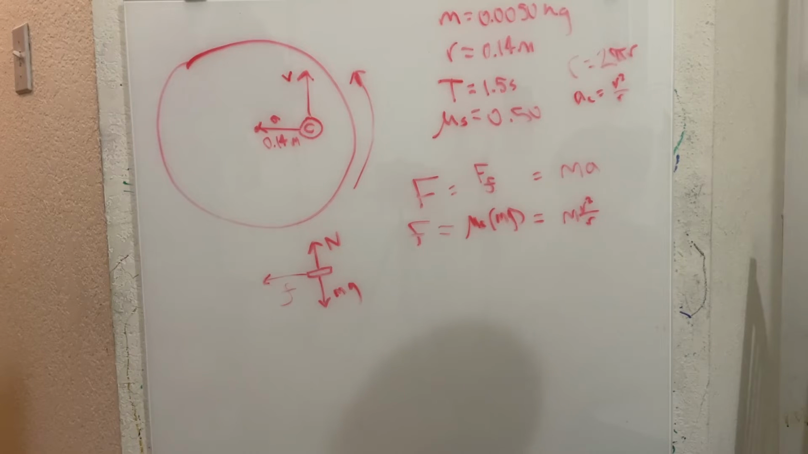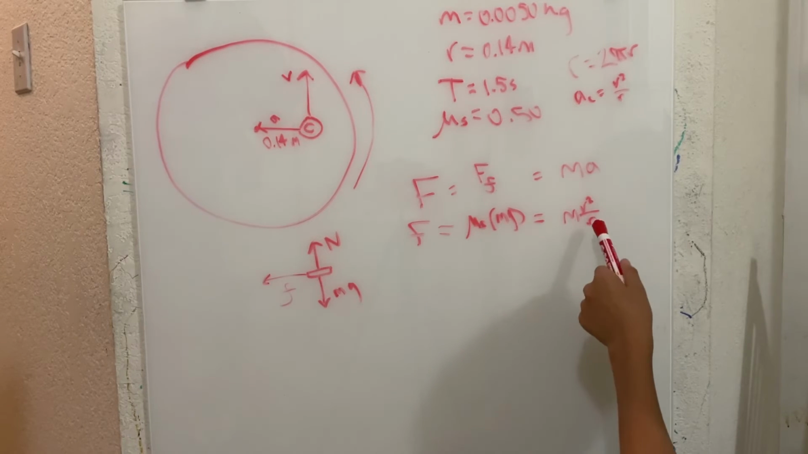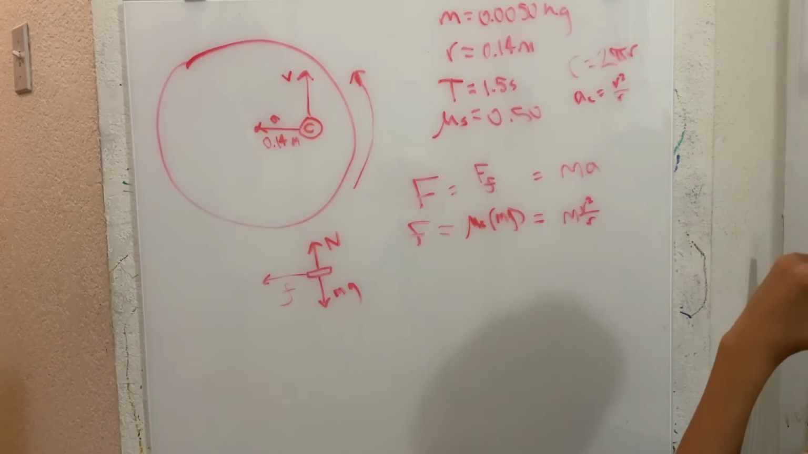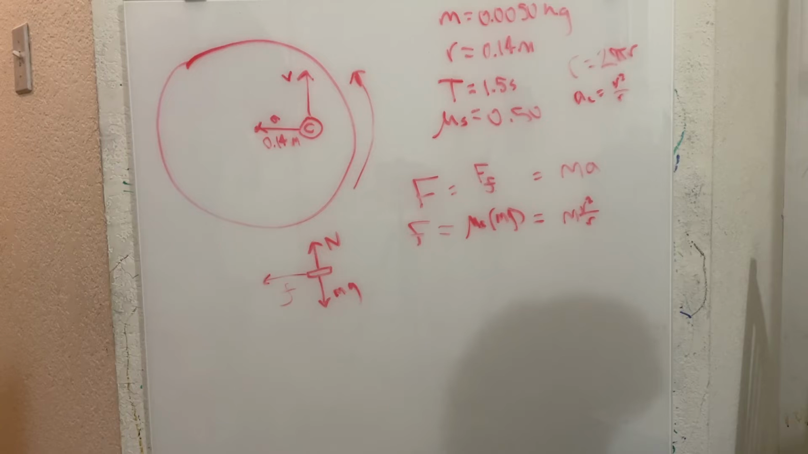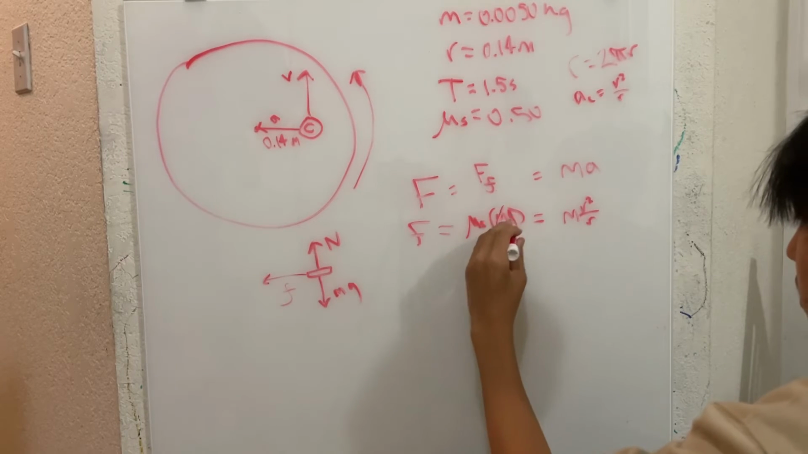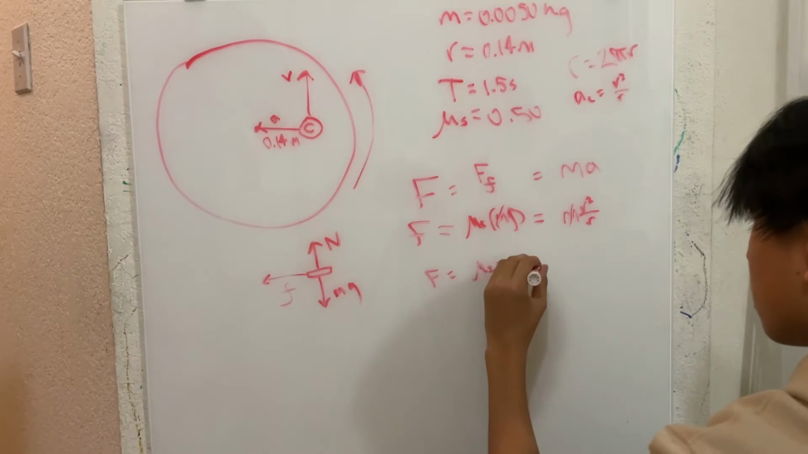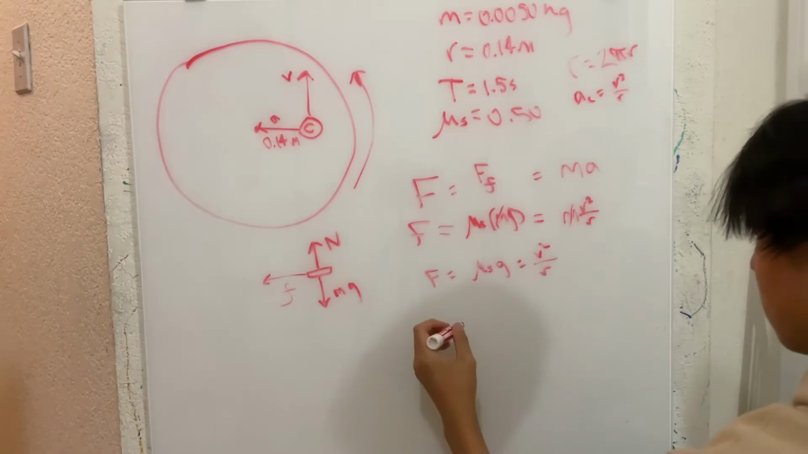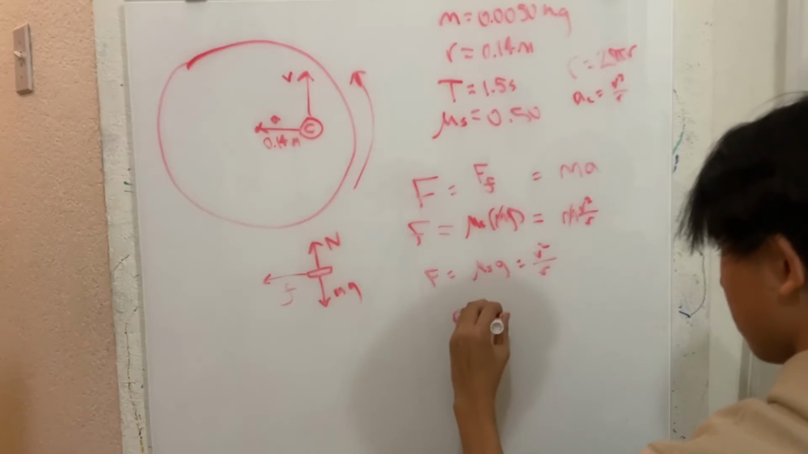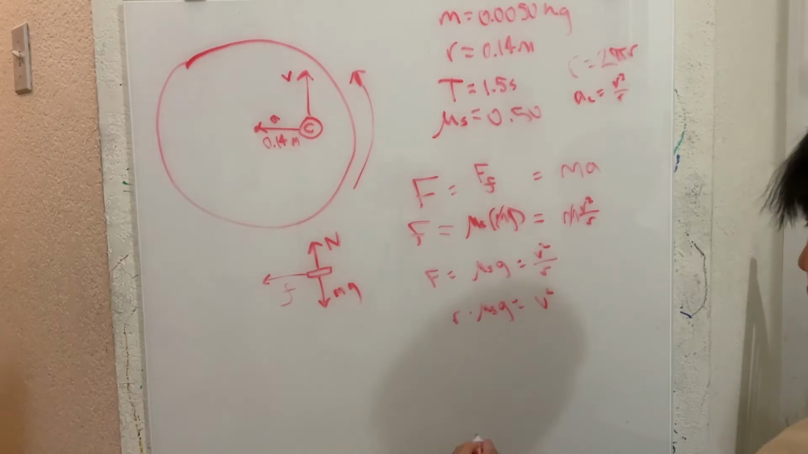So we set the centripetal force equal to friction because we want to know basically the fastest speed that the coin can go without slipping off. So that means we have to set v equal to whatever this is. So we can start to isolate v. Off the bat, we can cancel out the m's. Then we can multiply by r on both sides, and then we can square root it.